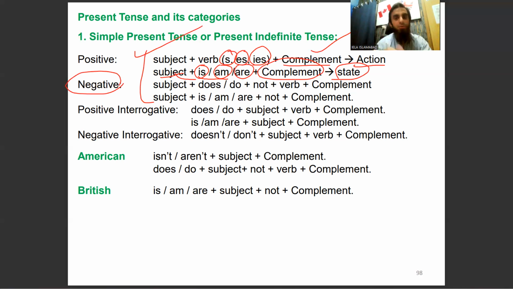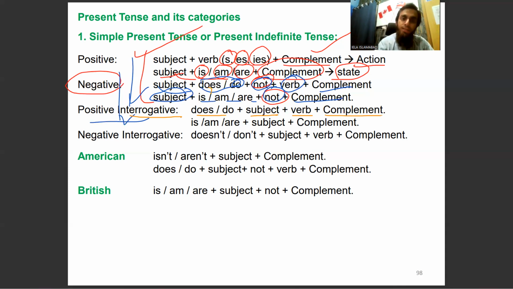Now for negative, where we use not, how will the structure be? Here, let me show. Subject plus does or do, and not plus verb and complement. Subject in is and are plus not and complement. Now for positive and negative interrogative, how will it be? Let's talk about that. For positive interrogative, does or do will come at the start. Then we will have a subject. After subject, we will be having a verb. After verb, we will be having a complement.